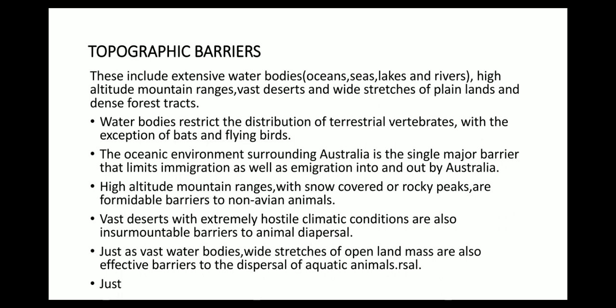Water bodies restrict the distribution of terrestrial vertebrates with the exception of the bats and flying birds. The oceanic environment surrounding Australia is the single major barrier that limits immigration as well as emigration into and out of Australia. The reason for the uniqueness of Australia's terrestrial fauna is perhaps this barrier.